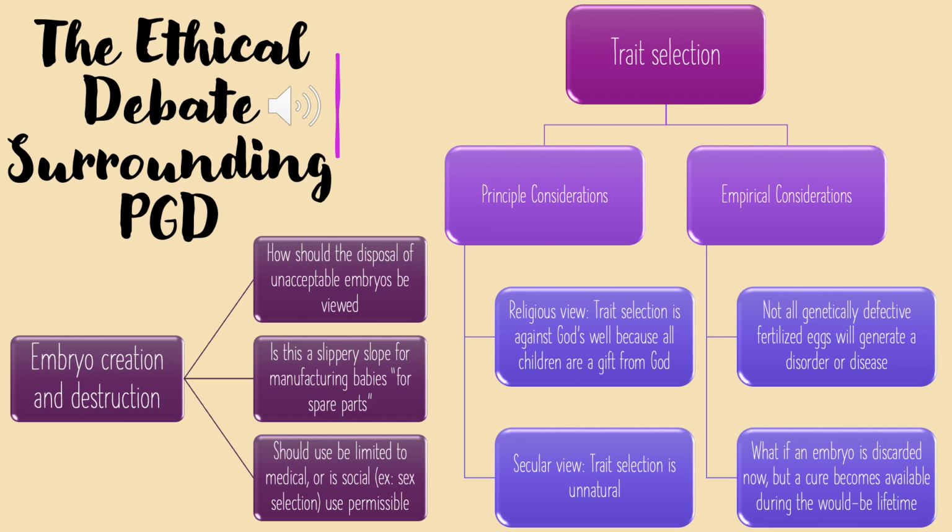We also worry about, if we're creating and destroying embryos, is this a slippery slope for manufacturing babies simply for spare parts? And we talked about savior siblings and how some of these savior siblings could grow up themselves to live very normal, viable lives, but save the life of their sibling. But then, are we creating a child simply to take a part of that child for another child, and that was the only purpose we had for that child?